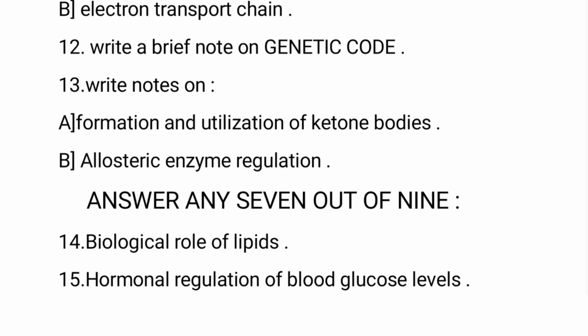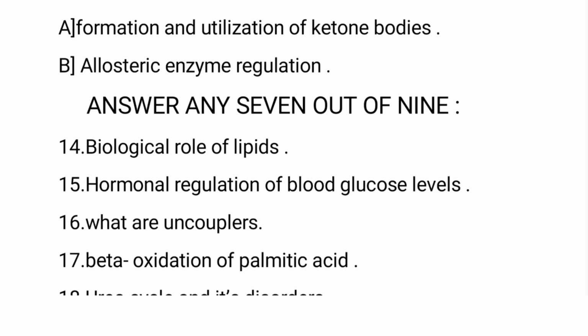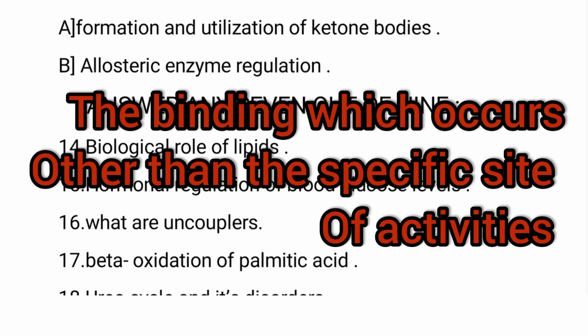And the second one is write a brief note on the genetic code. You should know transcription, so attempt everything here. Next, write notes on formation flowchart as well as utilization of ketone bodies. So there are 2 flowcharts, one for formation and the next one for utilization. And next, allosteric enzyme regulation, so how the enzyme is regulated by allosteric sites. You know the allosteric site is different from the active site, so that is known as allosteric.